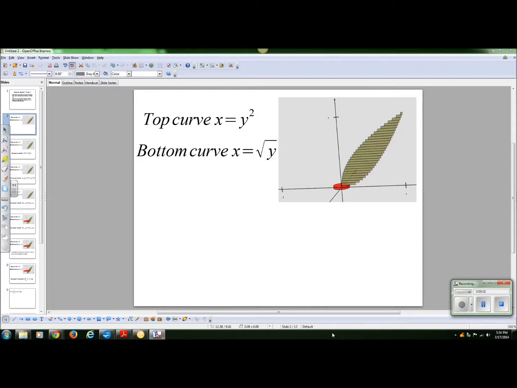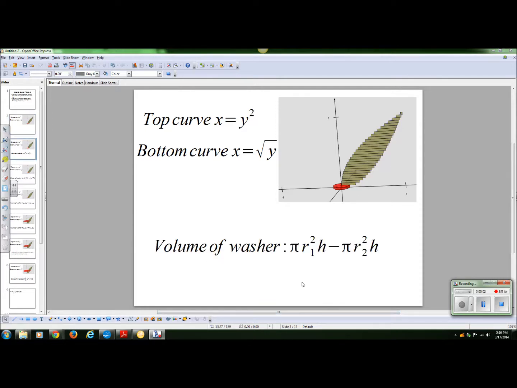Let's see if we can calculate the volume of the solid formed by the rotation of this shape around the y-axis. The top curve is x equals y squared, and the bottom curve is x equals the square root of y. Notice how that's flipped from the shapes we'd ordinarily expect from those functions, but that's because we've flipped x and y.